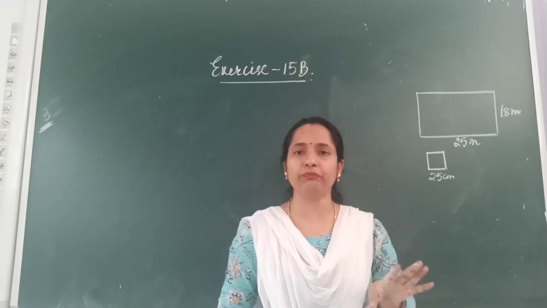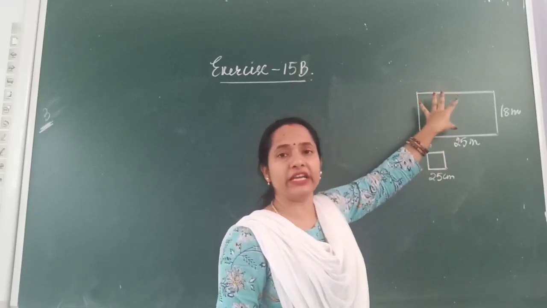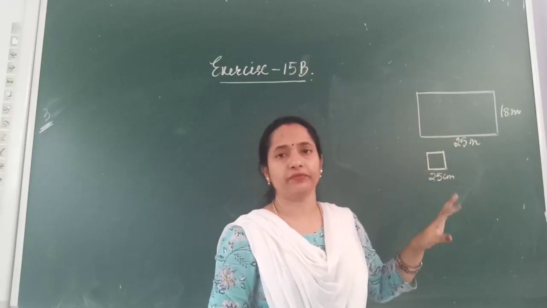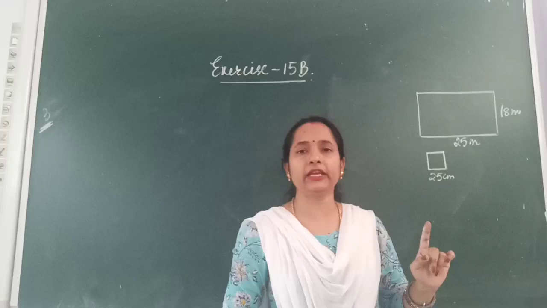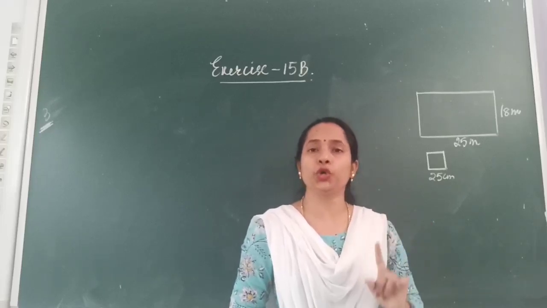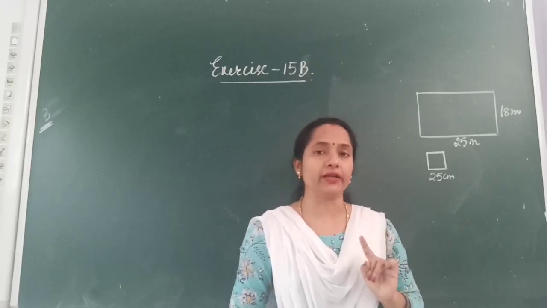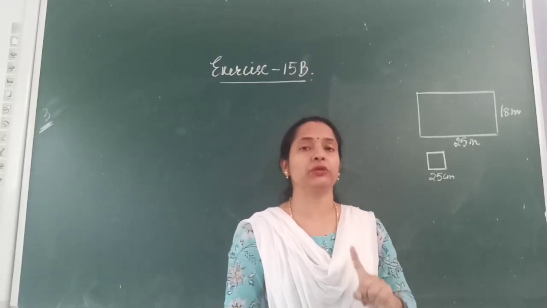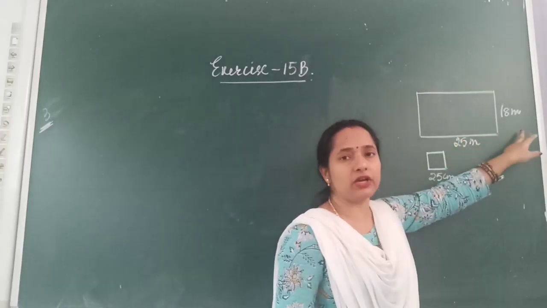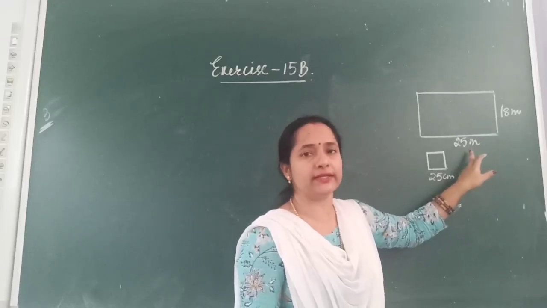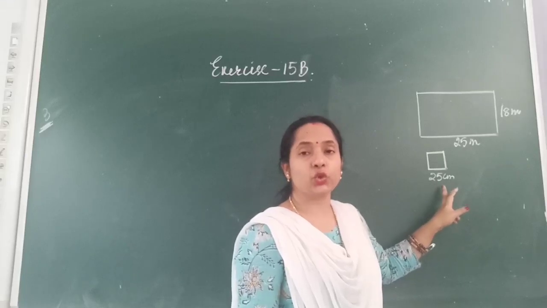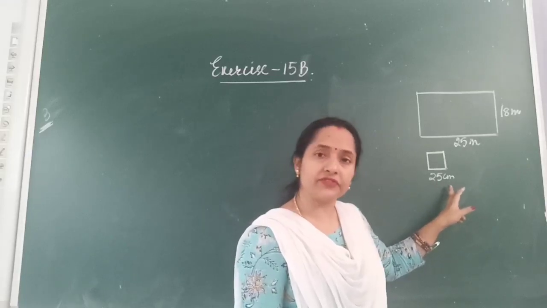What you have to do is simply divide the area of the floor by area of each tile. You have to divide the area of the floor by area of each tile to find the total number of tiles used. But one most important thing which you have to notice here is the dimensions of the rectangular floor is given in terms of meters, whereas the dimensions of each square tile is given in terms of centimeters.